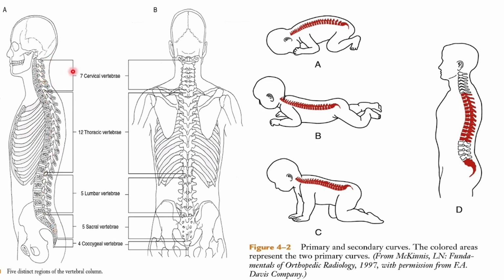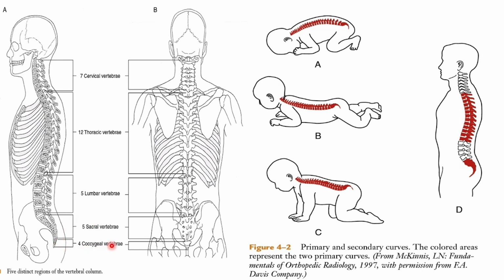The first region, the cervical region, consists of 7 vertebrae. The second region is the thoracic region, otherwise known as the dorsal region or dorsal vertebrae, which consists of 12 bones. The third region is the lumbar region, which consists of 5 vertebrae. The fourth region is the sacral region, which consists of 5 vertebrae in a fused manner. The fifth region is the coccygeal region, which consists of 4 bones that are also fused, like the sacral vertebrae.